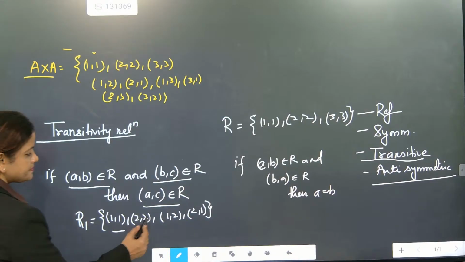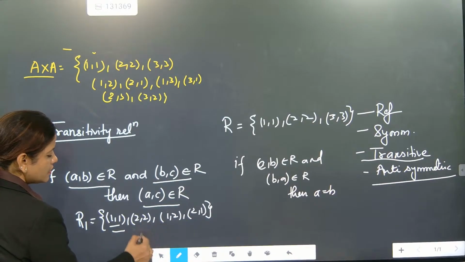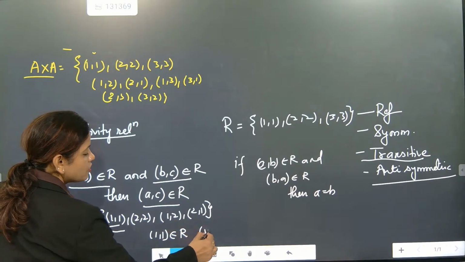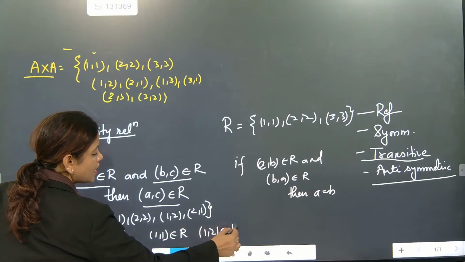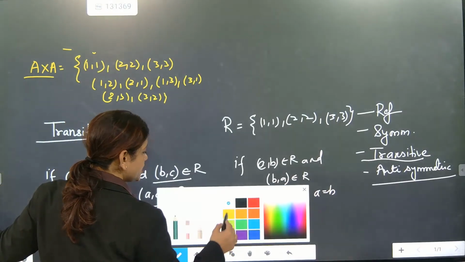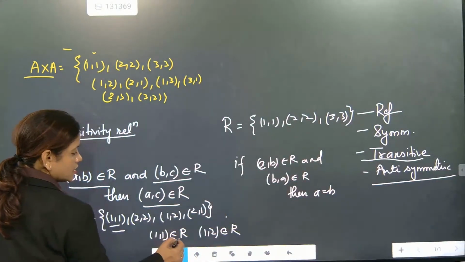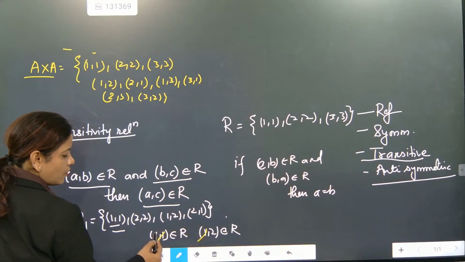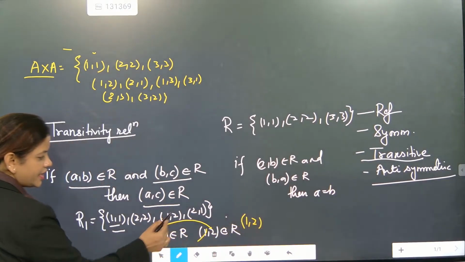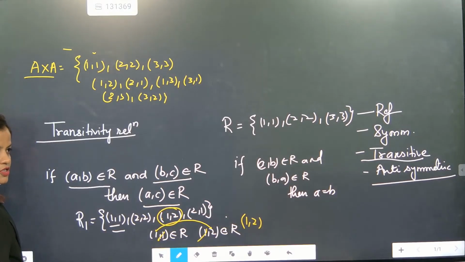How? Look here. This one we will say 1 comma 1 belongs to R. 1 comma 2 belongs to R. Now in this situation, you cancel these two, this one and this one. Then what is coming? 1 and 2. Is 1 comma 2 present here? Yes. Understood or not? Now we will check this one.